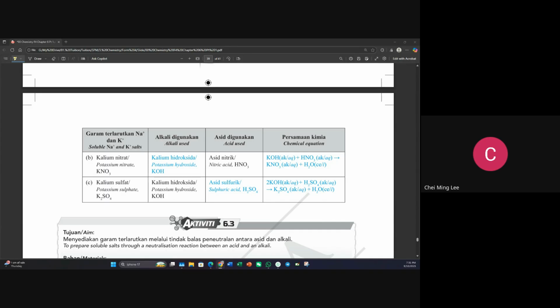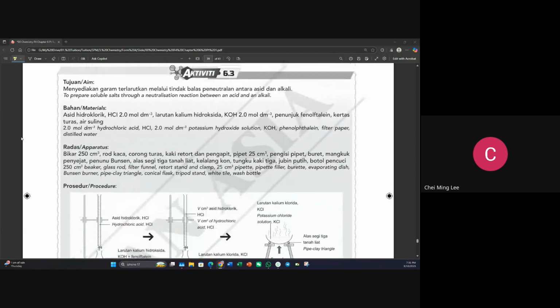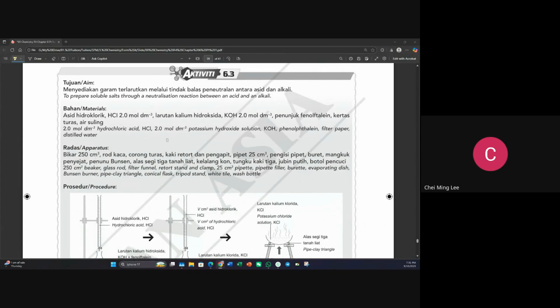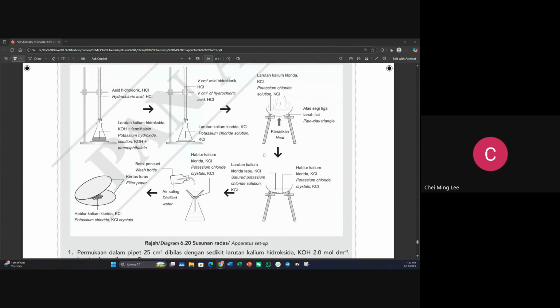Okay. Done now. All right. Now let's see the experiment that we want to do. He's trying to use hydrochloric acid with potassium hydroxide, with phenolphthalein as the indicator. So now you see what he does. First he used the potassium hydroxide solution with phenolphthalein. Then we use hydrochloric acid to neutralize it.